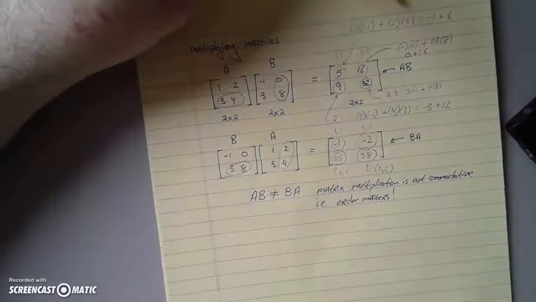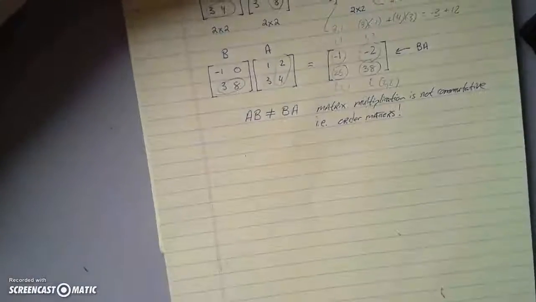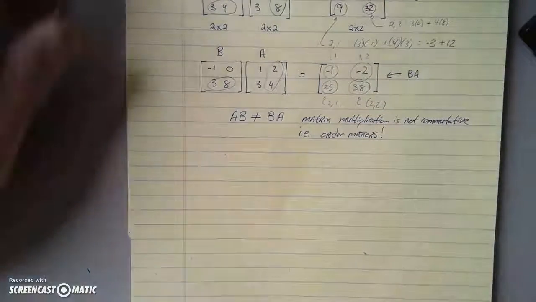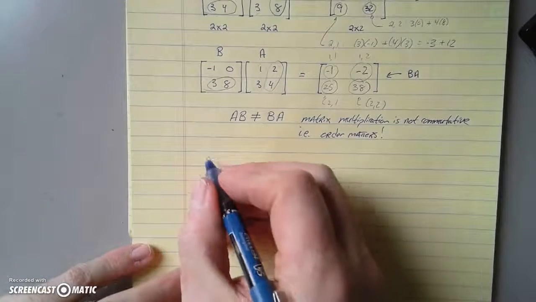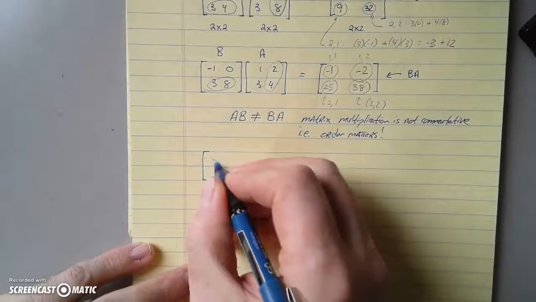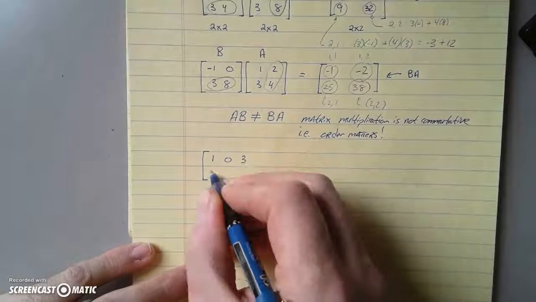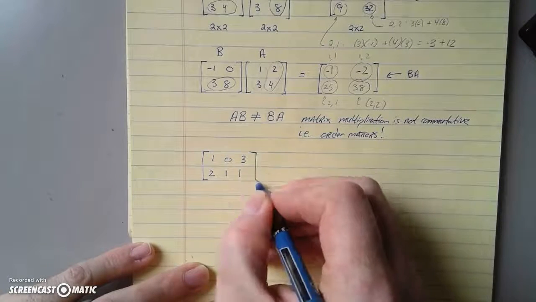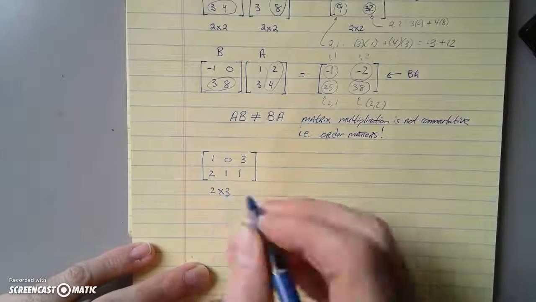All right, let's do one more example with 2 by 2 matrices, or maybe something else. It doesn't have to be a square matrix. In fact, let's think about this. Let's take 1, 0, 3, 2, 1, 1. So this is a 2 by 3 matrix.